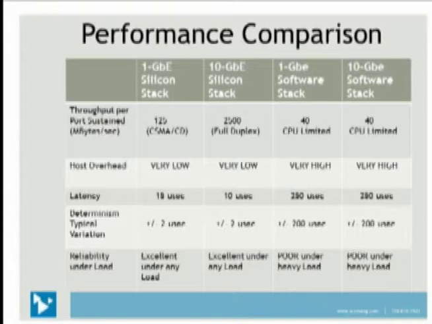And then we have determinism, which is your variation in your latency. We have plus or minus 2 microseconds for the 1 gigabit and 10 gigabit Ethernet silicon stacks, and plus or minus 200 microseconds for the 1 gigabit Ethernet and 10 gigabit software stacks. Then we have the reliability under load, which is also a big deal. For the silicon stacks, under any load, heavy or light, the load is taken out of the equation. It works excellent under both types of loads. And for your software stacks, it's always going to be poor under a heavy load.